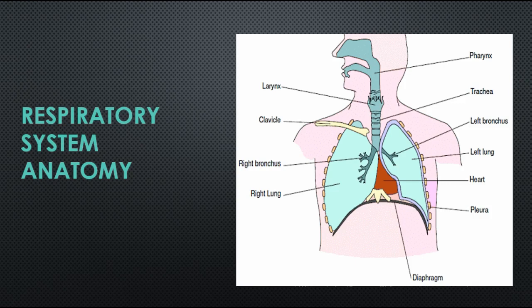And the larynx leads to the trachea, which is a tube that then splits into two other tubes, the right bronchus and the left bronchus, and these tubes go to the lungs, the right lung and the left lung respectively.